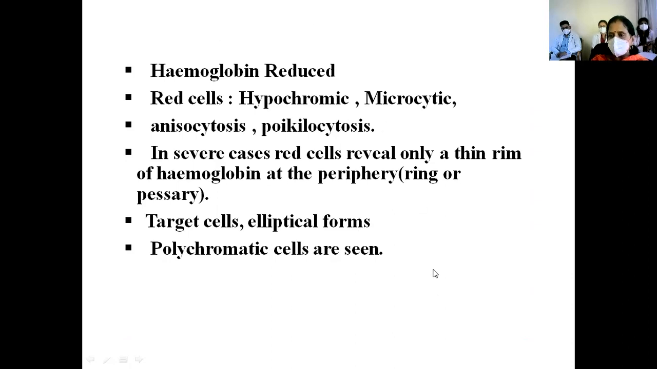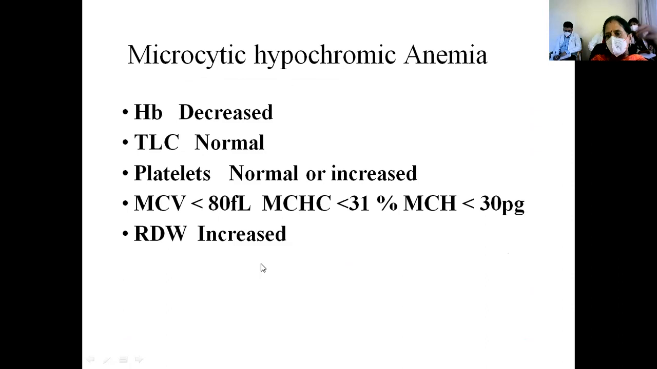So in microcytic hypochromic anemia, hemoglobin is reduced, red cells are small and hypochromic. There is anisocytosis and poikilocytosis. And in severe cases, as I told you, red cells may reveal only the ring or the outer margin. They are called pessary cells, and there could be target cells, elliptical cells, and polychromatophilic cells, depending on the bone marrow activity.